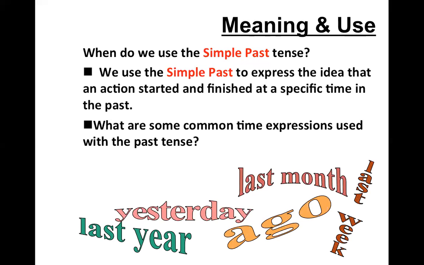Three years ago, I was thinner than now. In 1980. Okay, these expressions are common to use in the past. So for example, when we want to make a sentence in the past, you can use these words: last month, ago, yesterday, last year, last week, and in 1990.